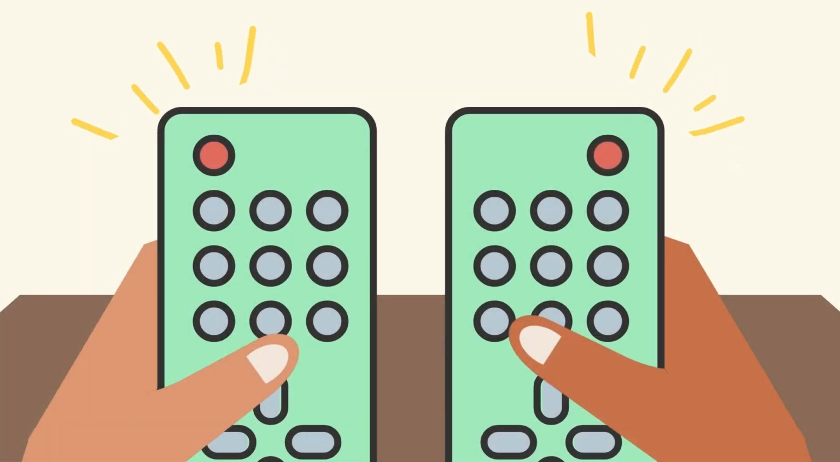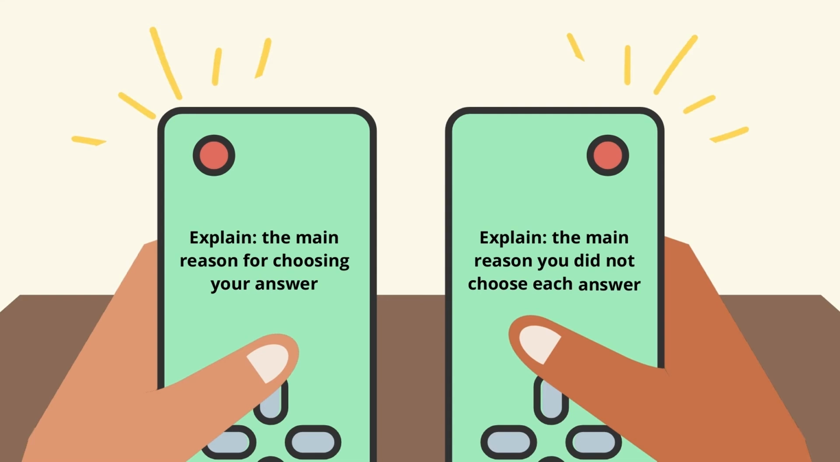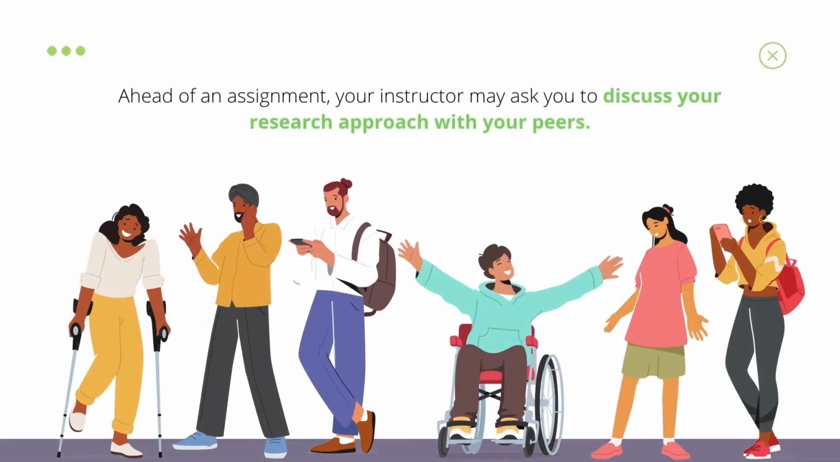For example, after you answer a clicker question in class, your instructor may ask you to turn to the person next to you and explain what was the main reason for choosing your answer, and the main reason you did not choose each of the other answers. This will help you think about your thought process and knowledge. Or, ahead of an assignment, your instructor may ask you to discuss your research approach with your peers and discuss your plan for completing an upcoming assignment.